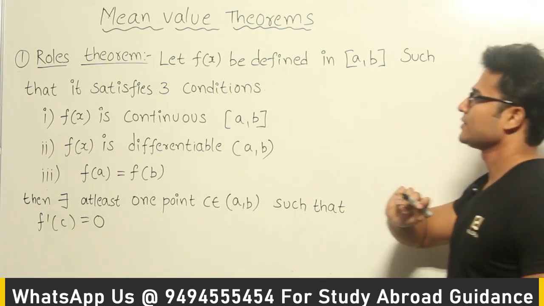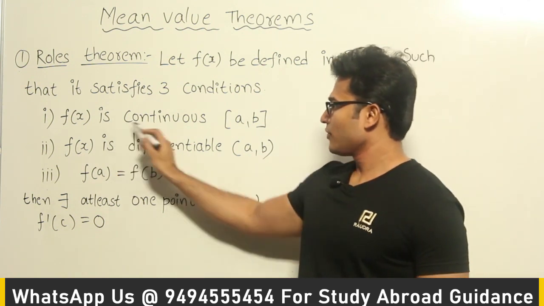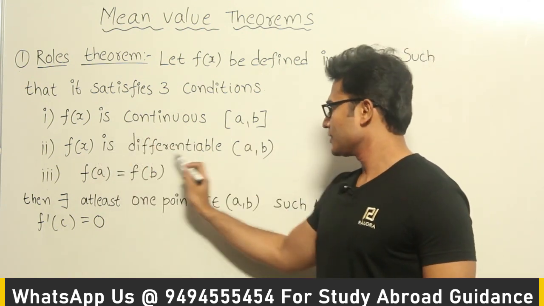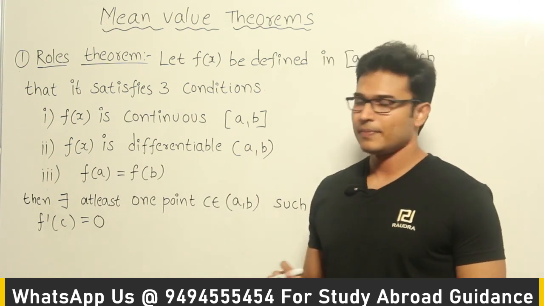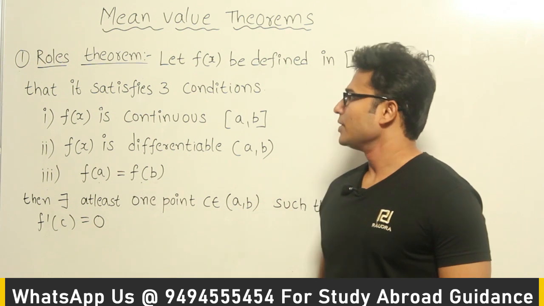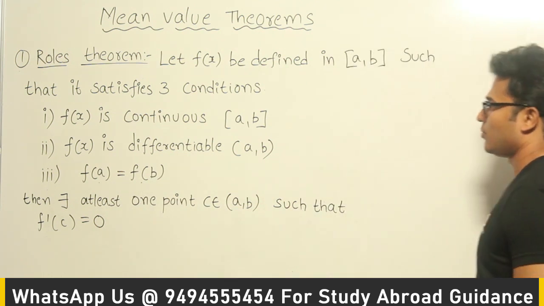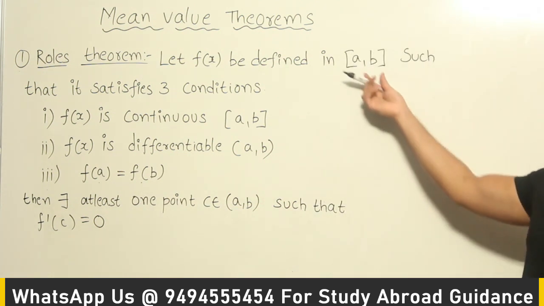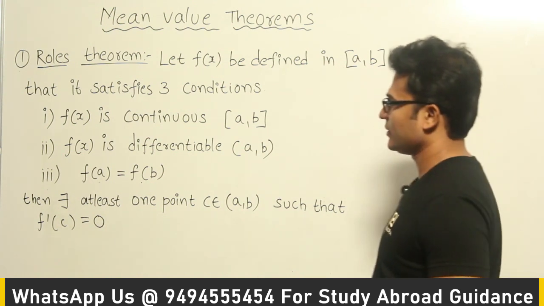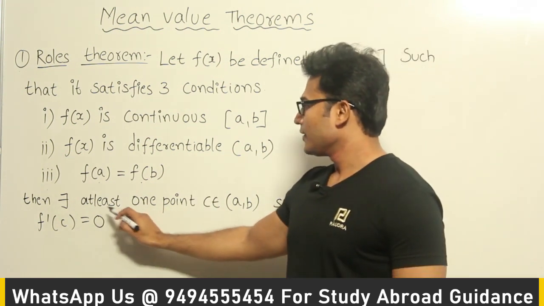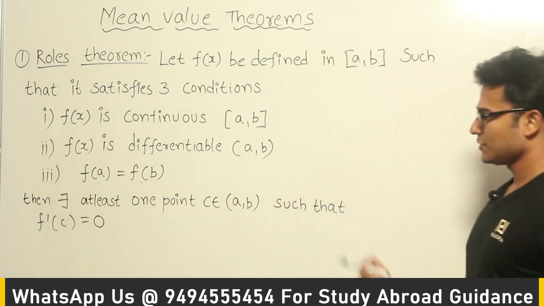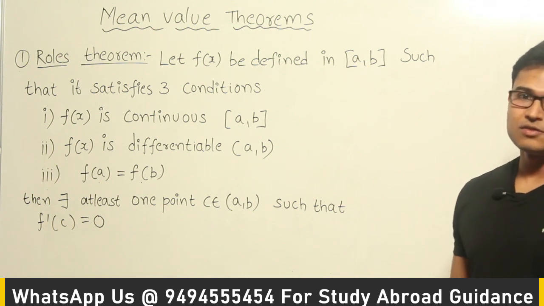satisfies three conditions. First condition is f of x is continuous in a comma b, and the second condition is f of x is differentiable in a comma b, and the third condition is f of a equal to f of b. If we have any such points in which all these three conditions hold, then this theorem says that there exists at least one point c between a and b in such a way that f dash of c is equal to 0.